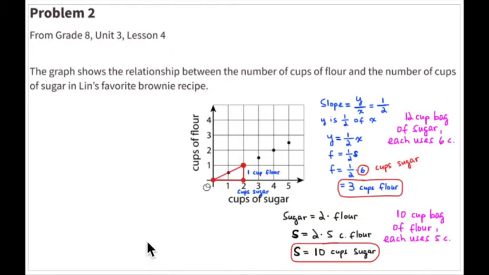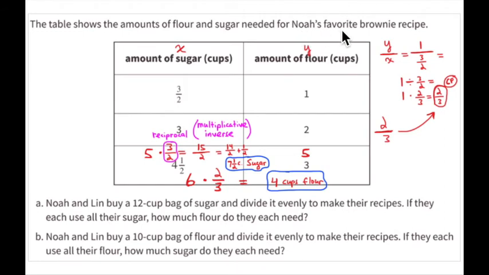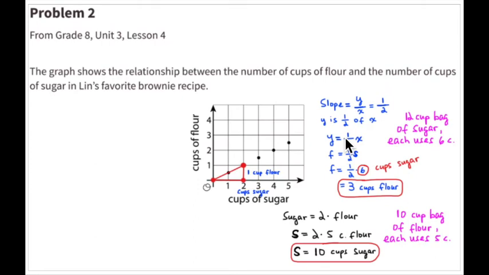Okay, this is problem number 2. And this problem compares Lynn's favorite brownie recipe to Noah's favorite brownie recipe. And what they do in this case is they give you the information for Noah in the form of a table. So that's one representation of the information. And they give you the information for Lynn in the form of a graph. So that's a second representation of the data.